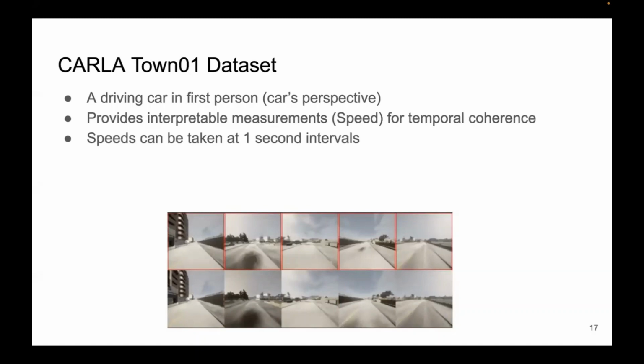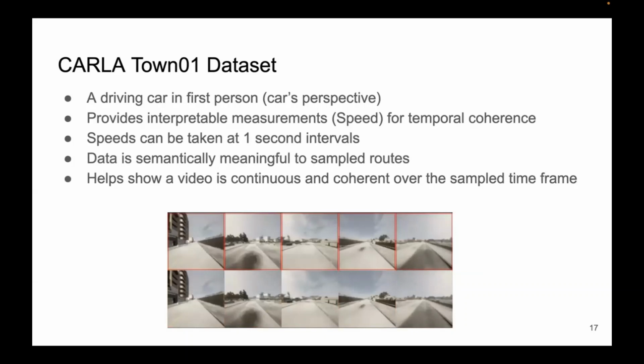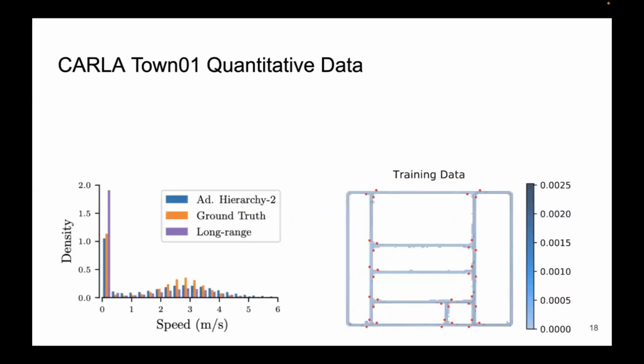These interpretable measurements are speeds that are generated every second of video time, and this data is semantically meaningful to the sample routes. The output from this helps show that the video is truly continuous, coherent, and not broken down over the sampled time frame. So let's talk a little bit more about the interpretable measurements.